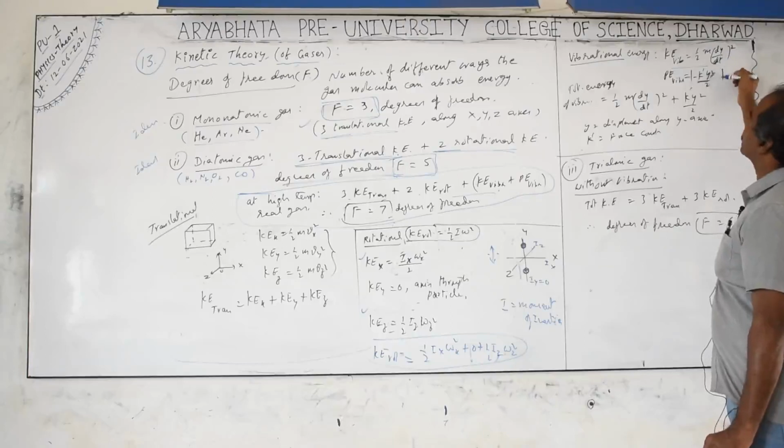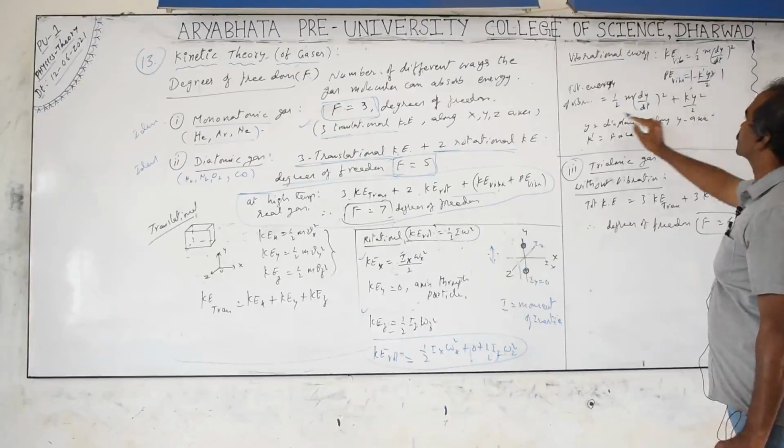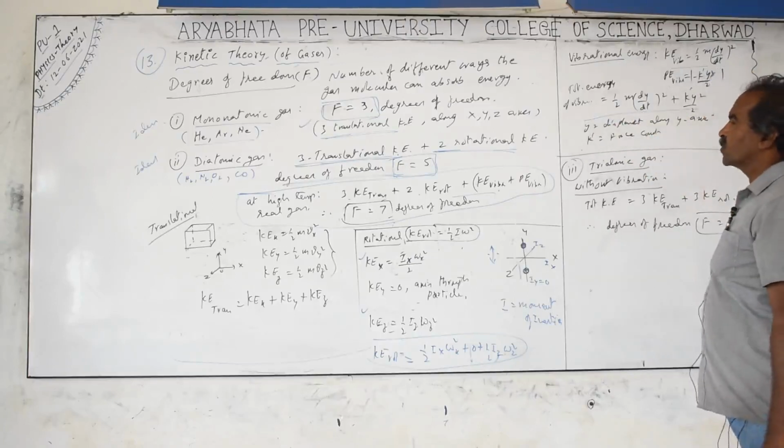Next is vibrational kinetic energy, which I just explained: half mv square, where velocity is dy by dt. The potential energy is a proportionality constant k into y square by 2. Total energy is the sum of these two energies. So 2 degrees of freedom we take.